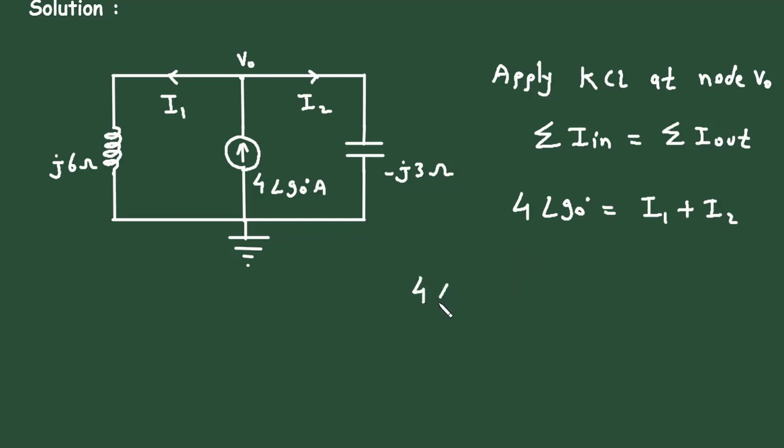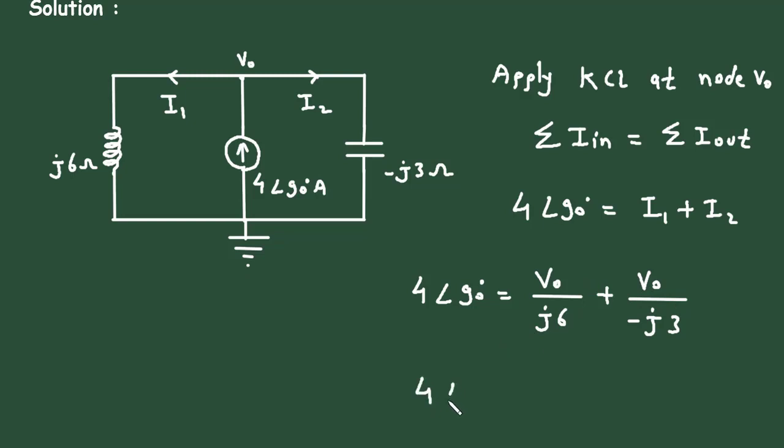So 4 at an angle 90 degree is equal to, now this I1 in voltage form, this will be VO minus 0. VO minus 0 divided by impedance value is J6. So J6 plus I2. Now this I2 will be VO minus 0. So VO minus 0 divided by minus J3. So minus J3. Now we can easily find the value of VO.